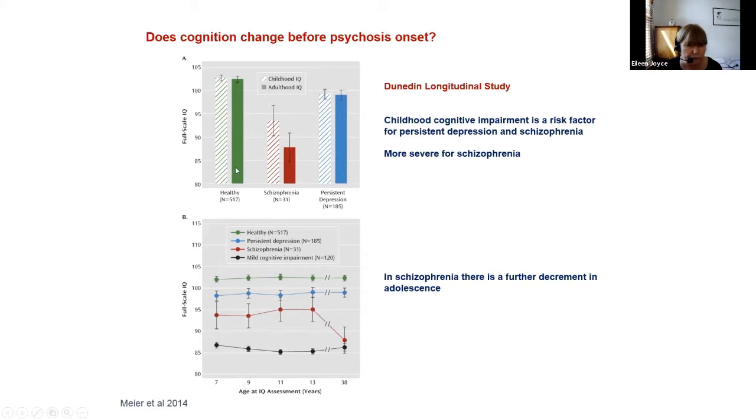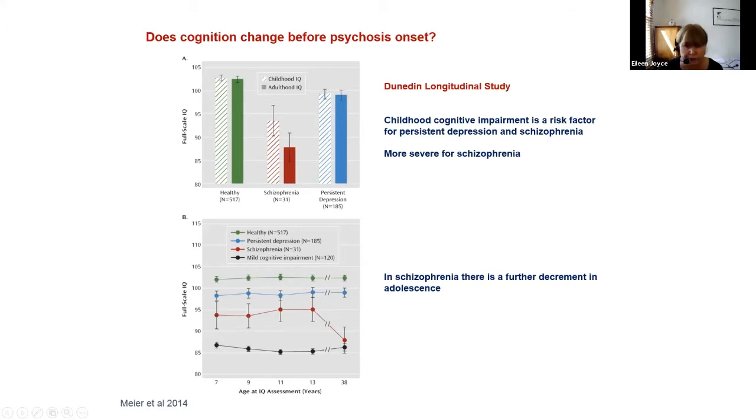This is their healthy group of over 500 people who they studied, and they showed here that their IQ is in the normal range in general, and it hasn't changed during adulthood. Interestingly, they also showed that those who developed a persistent depressive disorder in adulthood had a lower IQ than their healthy counterparts, and this didn't change in adulthood. So it looks as if low cognitive performance during childhood is a risk factor of other forms of mental illness than schizophrenia.